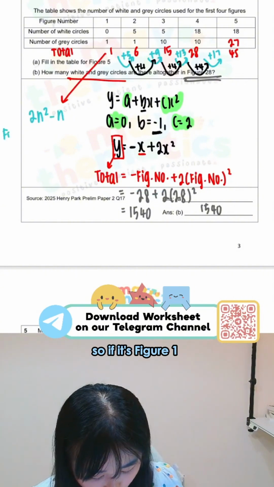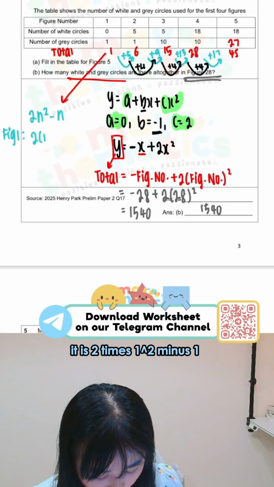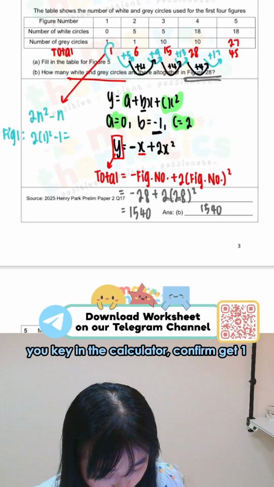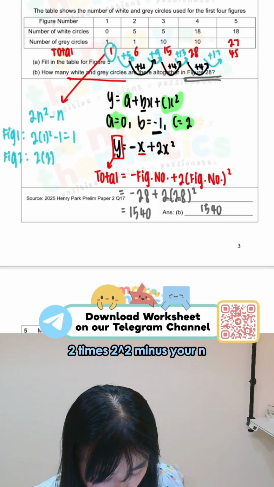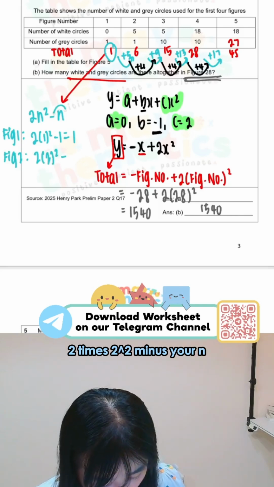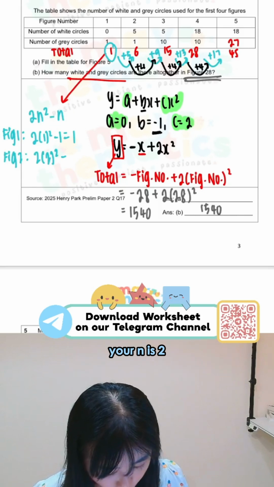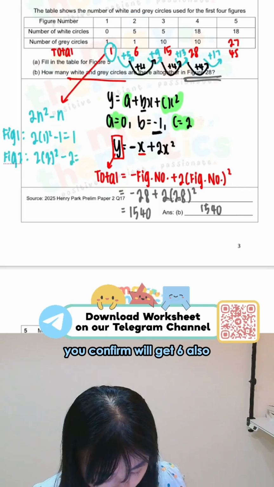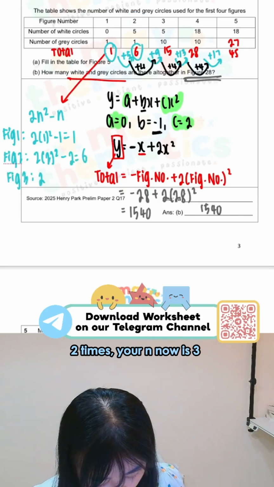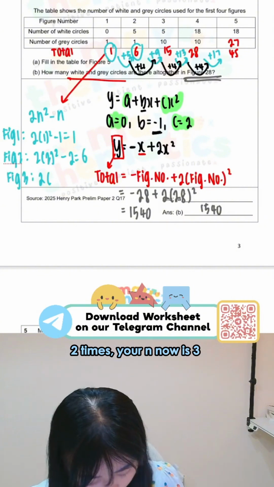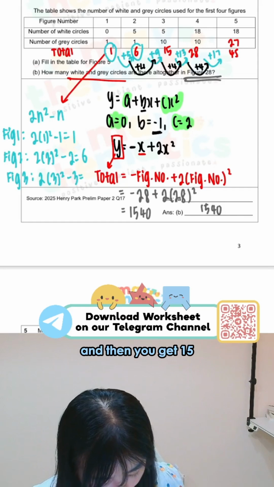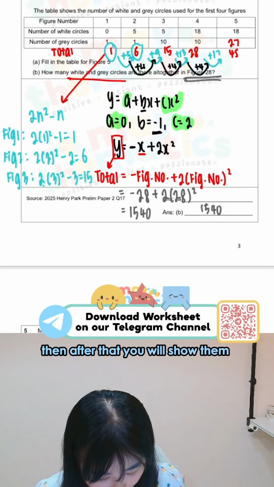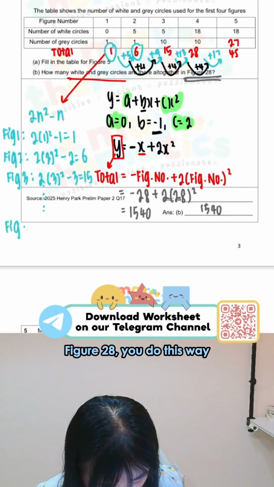So if it's figure 1, right, it is 2 times 1 square minus 1. You key in the calculator, confirm get 1. If it's figure 2, it's 2 times 2 square minus your n, right? Your n is 2, right? You just key in the calculator, you confirm will get a 6 also. 2 times your n now is a 3, right? So 3 square minus your n is a 3. Your figure number is 3, and then you get 15. Then after that, you will show them figure 28.